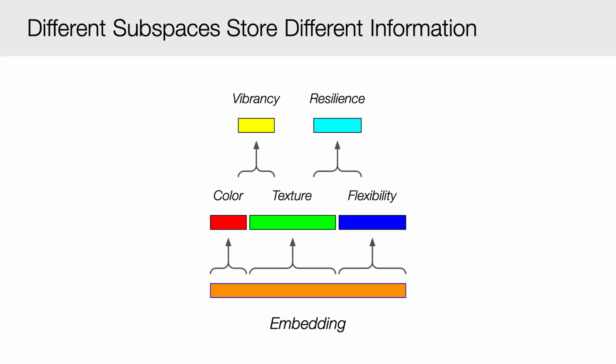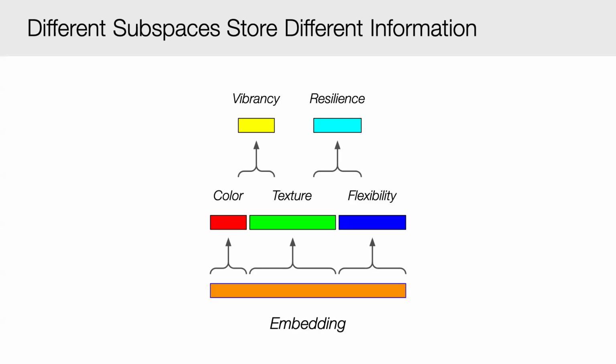We have this entire embedding. Let's say this embedding is for some random object. We might have a subspace that has to do with the flexibility of that object, one that deals with the texture, the color, and another that deals with the vibrancy, the resilience, and so on. The main takeaway here is that subspaces can store information. Hopefully this was a natural conclusion from what we already knew from last time.